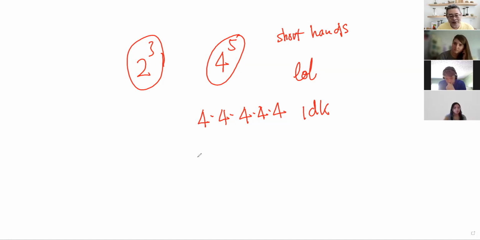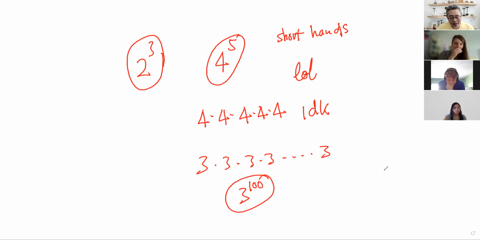But what happens if you're dealing with, say, 3 times 3 times 3 times 3, and we got like 100 of those? Well, 3 to the hundredth power would be a lot easier to write and saves a lot of time. Good? So it's nothing special. It's just a shorthand. But because of that, we have the operations of exponents.